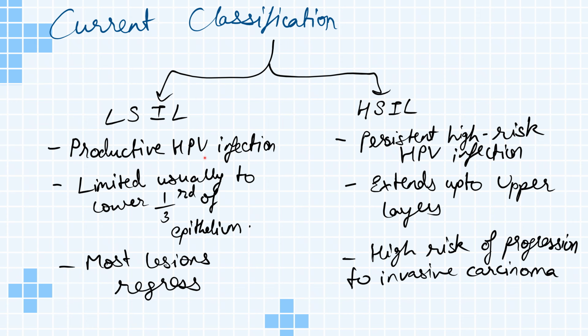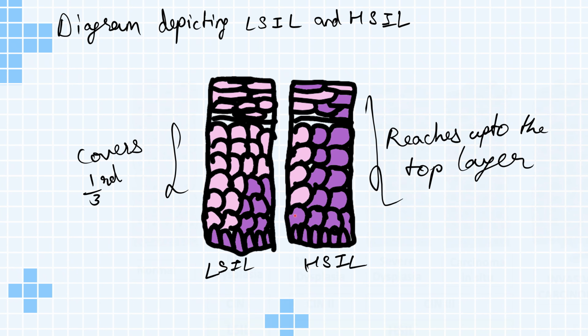Low-grade usually represents productive HPV infection and affects only the lower one-third of the epithelium. Most low-grade lesions regress spontaneously. High-grade, on the other hand, is associated with persistent high-risk HPV infection. The abnormal cells extend into the upper layers of the epithelium and have a much higher risk of progressing to cancer. This diagram makes the difference easy to remember.